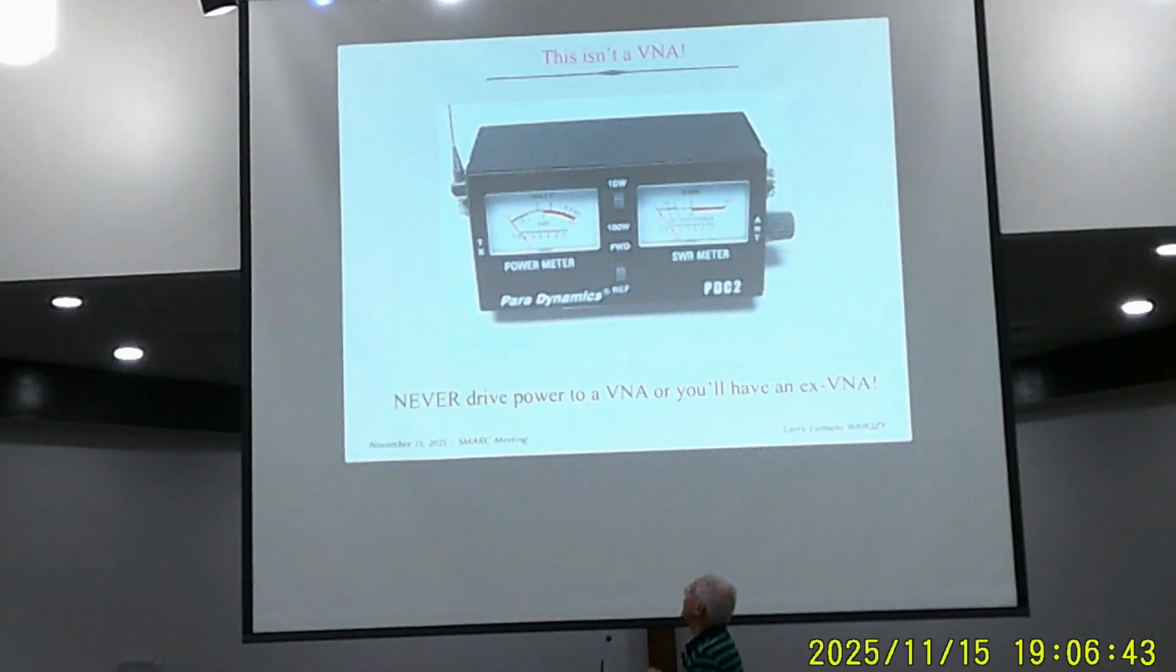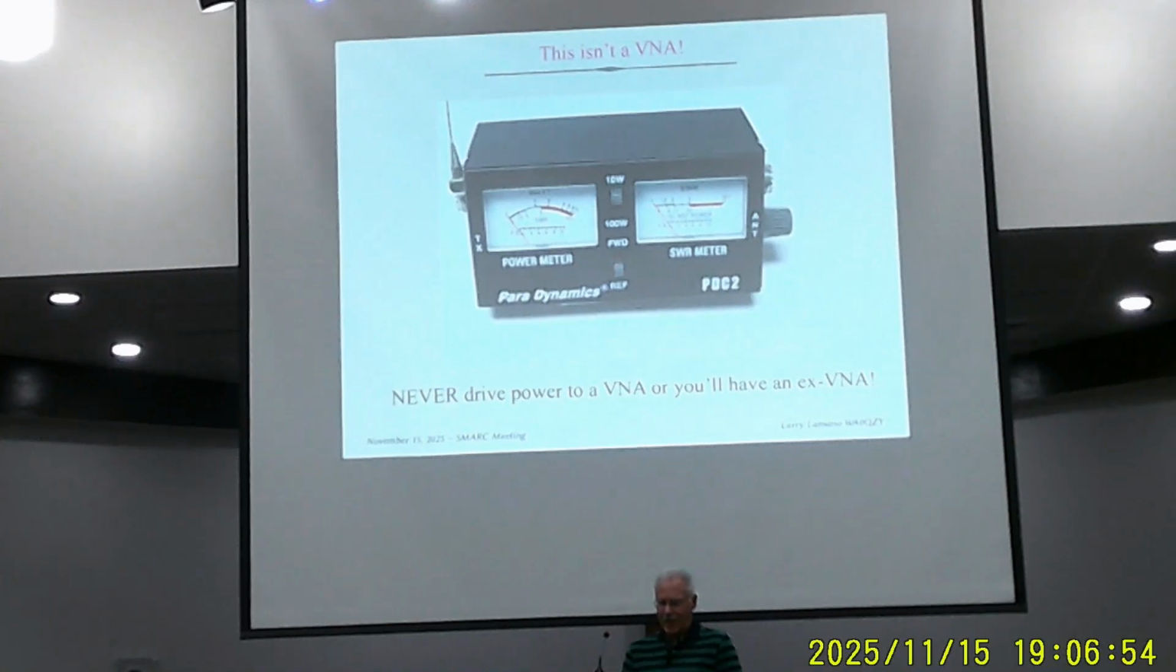Why I put this up there is I got an email once, and the guy said, well, I got this thing, which side do I hook the transmitter to and which side do I hook the antenna to? And at first I was like, what? I think he was thinking of these. These guys, you hook the transmitter to one side where it says TX, the antenna to the other. That's not a VNA, and the power does go through this thing, but you never drive power into one of these, or it's an X-VNA very quickly. So I really didn't even think of that till I got an email.